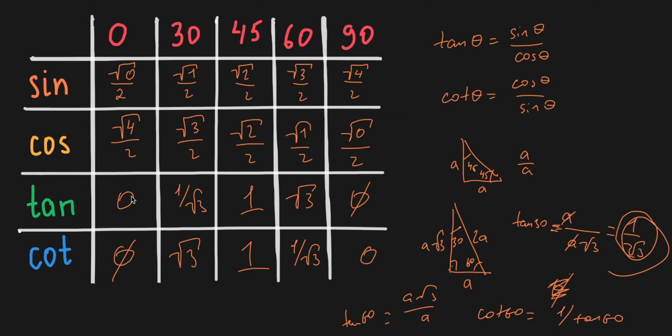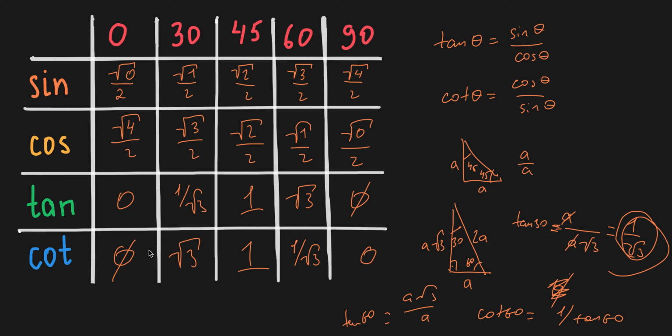And for tangent, tangent 0 is 0, tangent 45 is 1, tangent 90 is undefined, and for 30 and 60, tangent 30 is 1 over root 3, tangent 60 is root 3. For cotangent, you can just reverse the order of tangent. So if tangent 0 is 0, then cotangent 90 is going to be 0. And if tangent 90 is undefined, then cotangent 0 is going to be undefined. So we just reverse the order. So cotangent is just the inverse of tangent.